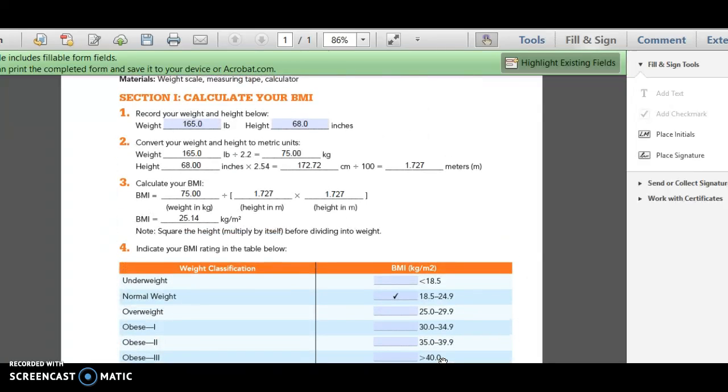This is the simple mathematical equation. If you can't get it to auto calculate, then simply take your weight and divide it by 2.2 to turn it into kilograms, as the mathematical equation shows you here. Taking my height, turning it into centimeters, dividing it then by 100 to make it into meters, and then finishing the math equation. That's the portion that everybody must do. So let me know if you have any trouble with this calculation.